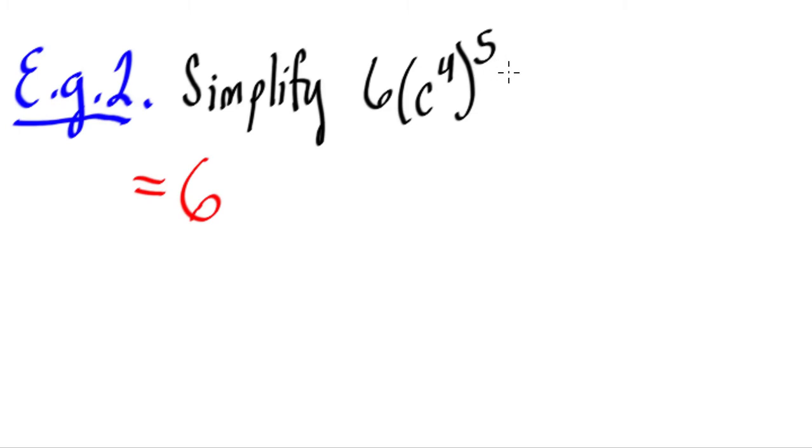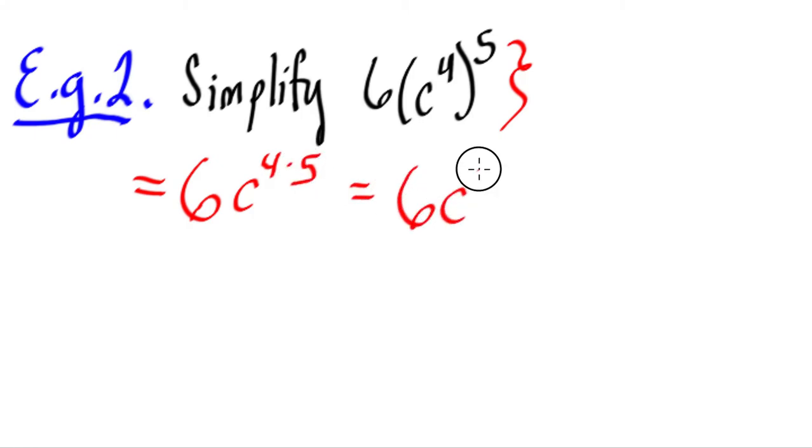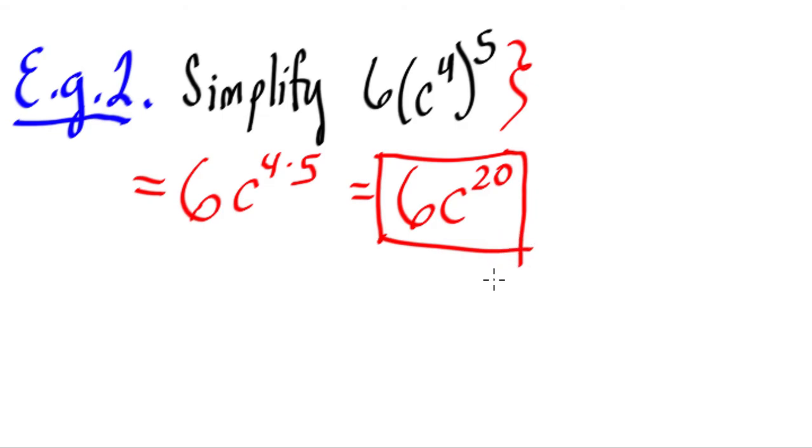So c raised to 4 raised to 5, we will apply the power of a power law here. When a power is raised to a power, we multiply the powers. So 4 times 5 is going to give us 6c raised to 20. And this is going to be our answer for number 2. Simple as it is. 6c raised to 20.